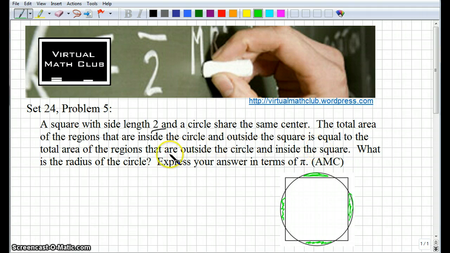And then the other regions that they're talking about are the regions that are outside the circle and inside the square. Let me switch color here. So outside the circle and inside the square is here. So we're talking about these regions: this corner here, this corner down here, and then this corner down here.